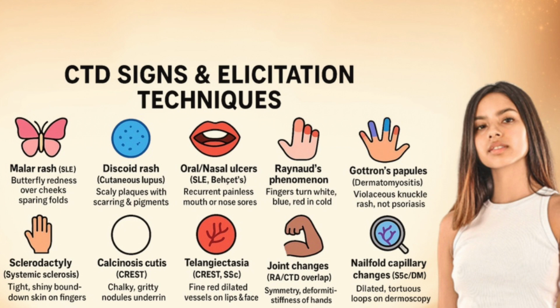Sclerodactyly and systemic sclerosis, pinch test for bound skin. Calcinosis cutis and CREST, palpate for gritty nodules. Telangiectasia and systemic sclerosis and CREST, inspect lips, face, and fingertips. Gottron's papules and dermatomyositis, dorsum of hands, compare with psoriasis. Heliotrope rash and dermatomyositis, eyelid inspection in daylight.